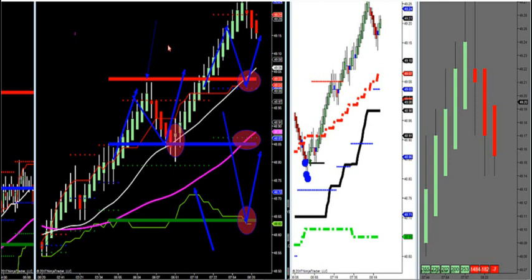The profile is mapping the market for you. My profiles are mapping the market for you. It's giving you a leading indicator to map it out. That's how we do it. Right, these are not lagging indicators. This is actually taking the volume from the market.